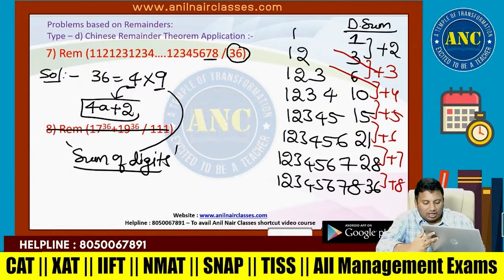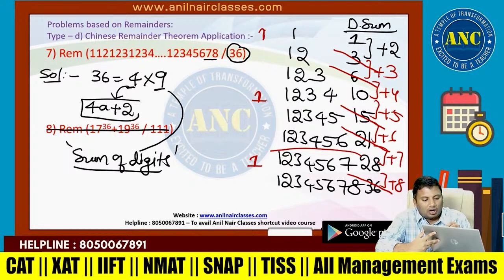6 plus 3, 9 out. 21 plus 15, 36 out. 28 digital sum is 1. 10 digital sum is 1. Here also it is 1. So 1 plus 1 plus 1, the sum of the digits is 3.